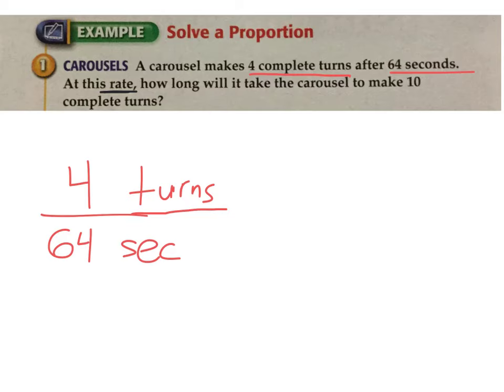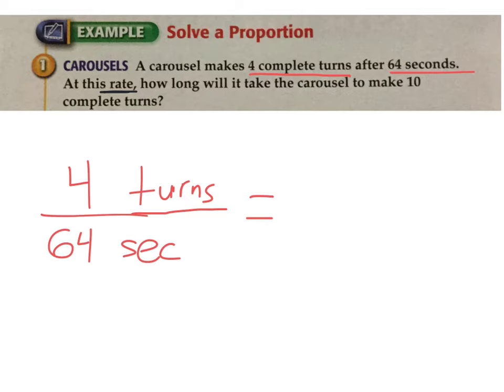Now, if we're going to continue at this same rate, because that's what it says, at this rate, that means my other fraction is going to be equal to this one. It's at the exact same rate. The only thing that's changing are the numbers. But when I divide the numbers, I should get the same thing it reduces to.